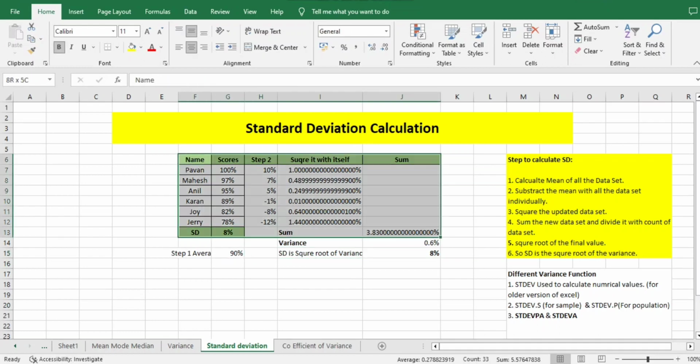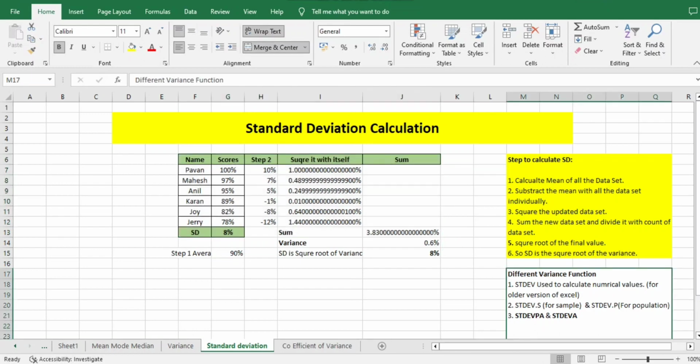Now this is all about the standard deviation. I hope you understood this really well. Now you need to understand which sub function you need to use, either STDEV, STDEV.S, STDEV.P, as per your data set, as per your sample and population, and you will get your desired result there. So we have learned mean, mode, median, variance, standard deviation. All the basic concepts got covered.